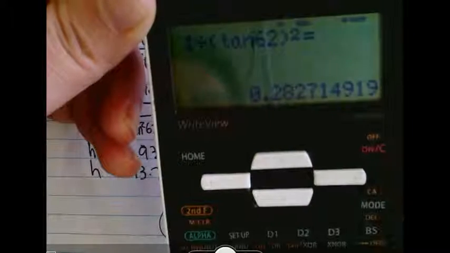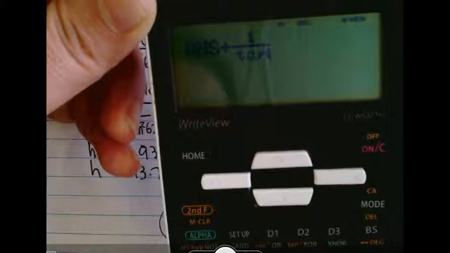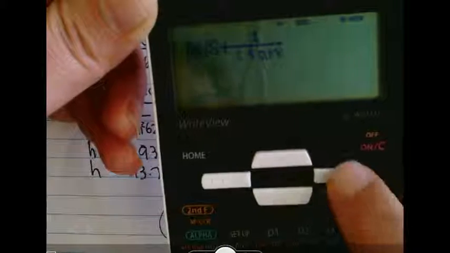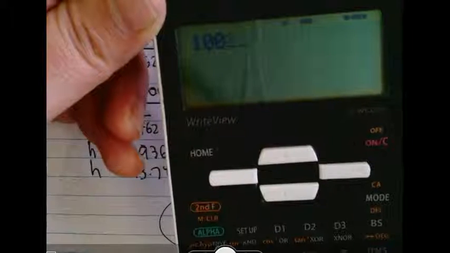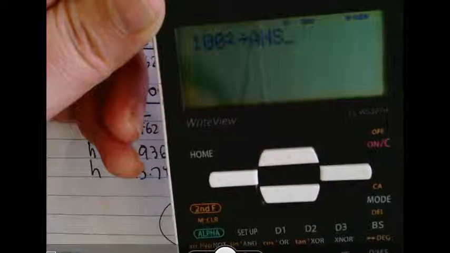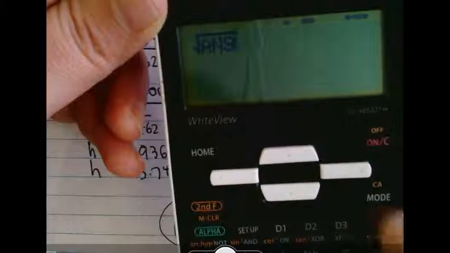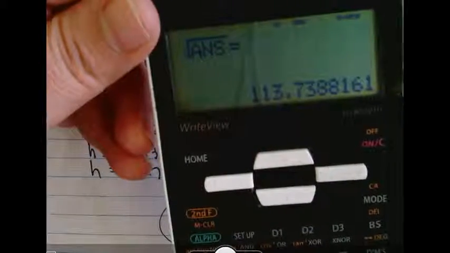Sorry, I should use the fraction button. Plus 1 divided by tan, wait, bracket first. Bracket tan 55, close bracket, squared, equals. I would have done that together. Then that's your answer for those two things squared. 100 squared divided by that answer is 12,936. Square root of your answer is 113.74, or 114 to the nearest meter.